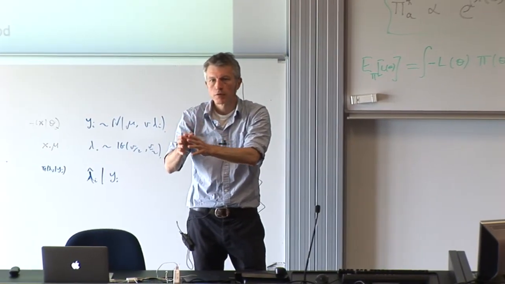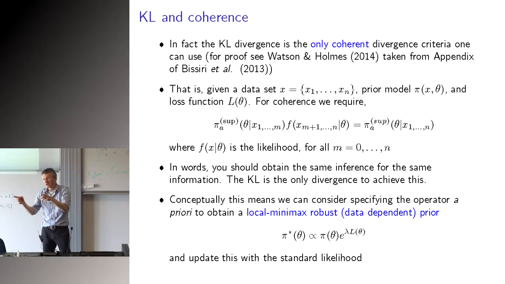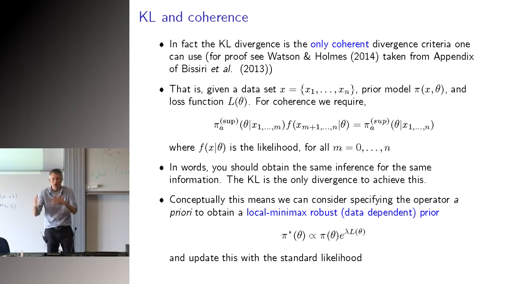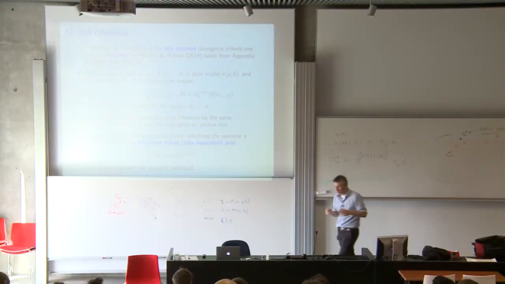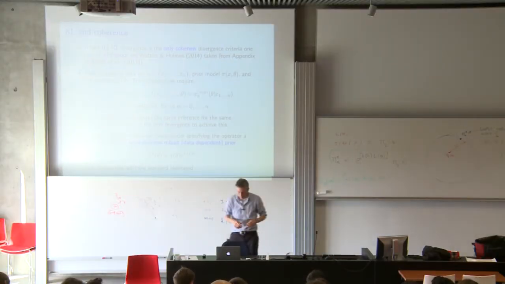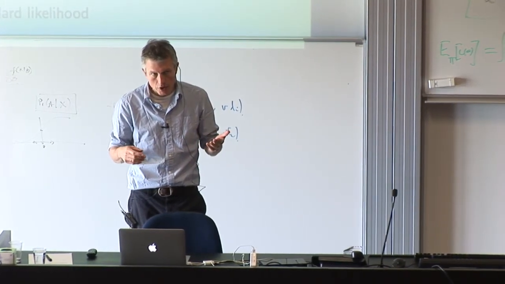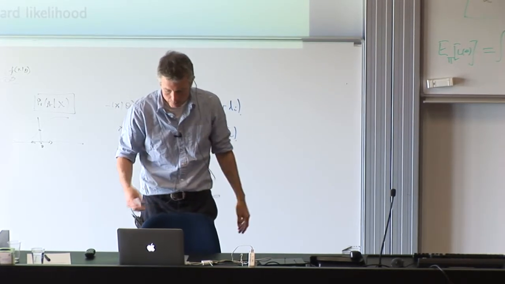Yeah? For coherency, your two pi stars must match. Yeah, because you've got the same prior, you've got the same bucket of information, the same bucket of data. It would be incoherent if you ended up saying that your minimax density was different to yours. Yeah. What we've shown is that the Kullback-Leibler is the only divergence measure that provides that. Okay.